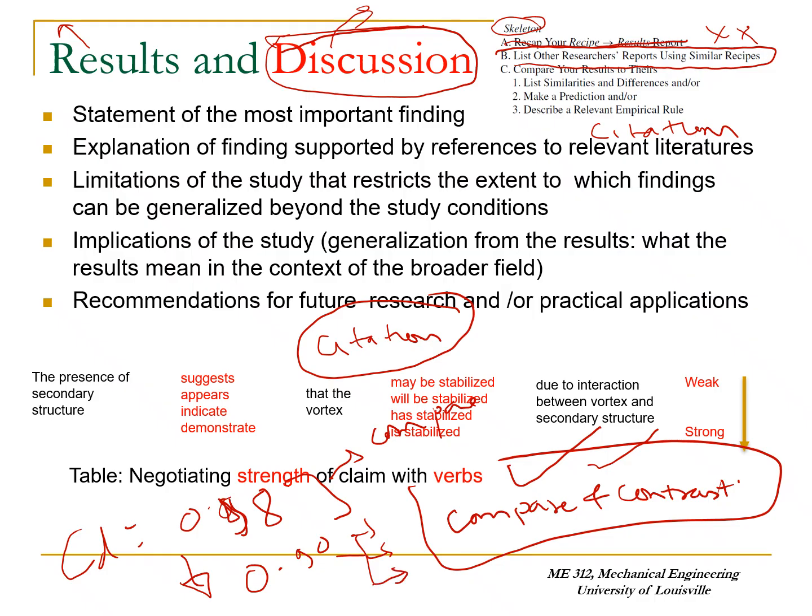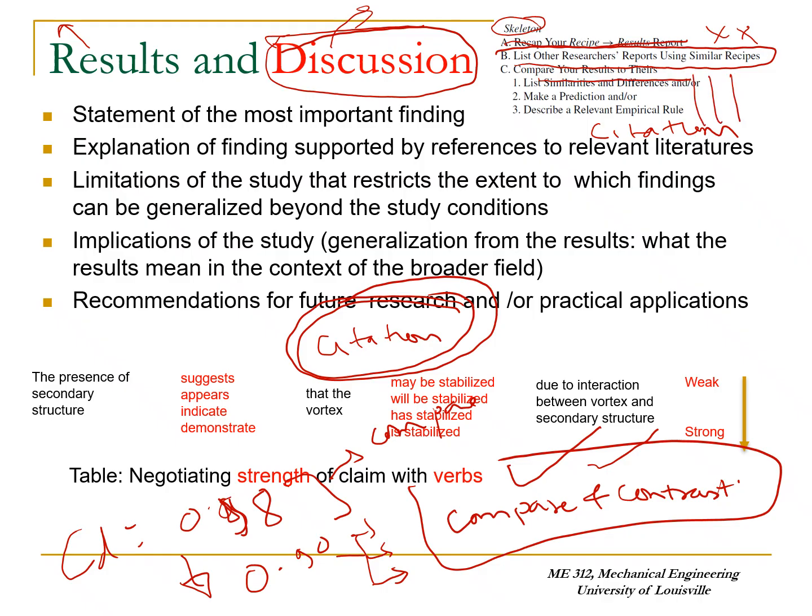Whenever you are getting information from books or other research papers, you should always do the citation, extremely important. And write the reason why you got close to that value, or if there are differences, you should write the reason for that. So compare and contrast, very important.